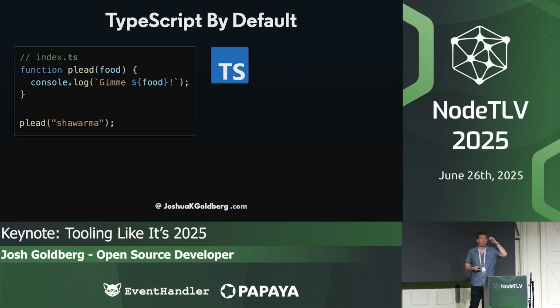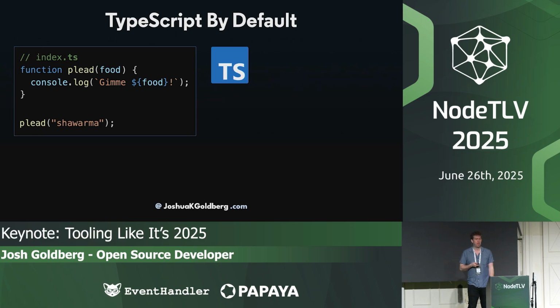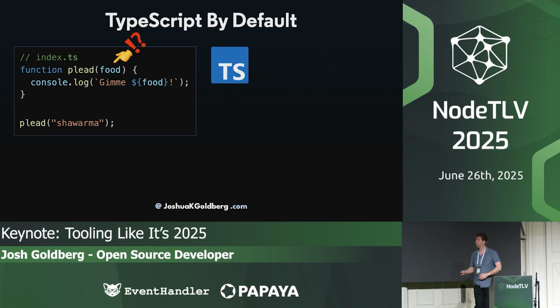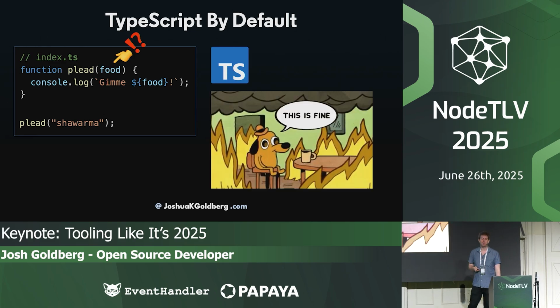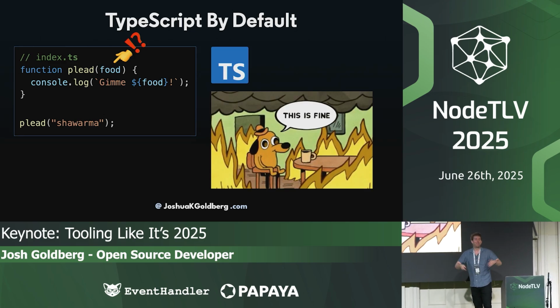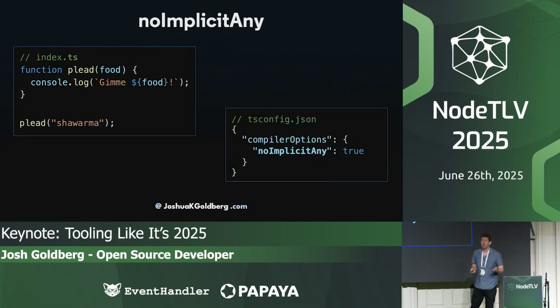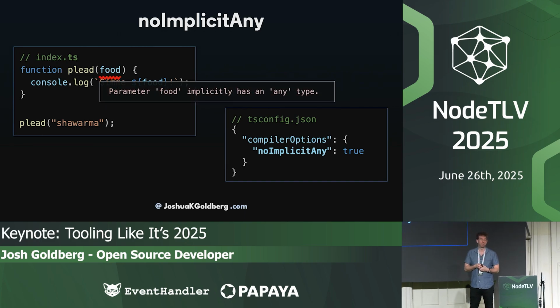Here we have a food parameter to our plead function, which is type, heck if I know. This is the implicit any. It is implicitly, meaning we didn't say anything, it just is, the any type. The I don't know what this is, YOLO, you only live once, let me do anything. And by default in TypeScript, that's just fine. You can do that, which is not very safe. So there is a compiler option for TypeScript called noImplicitAny, which you can enable to make it give you a type error on any sort of implicit any, such as on a parameter. That's good.